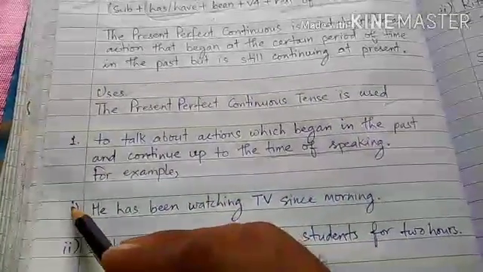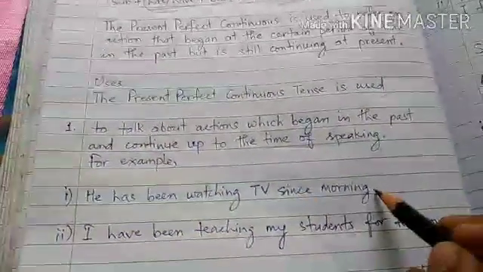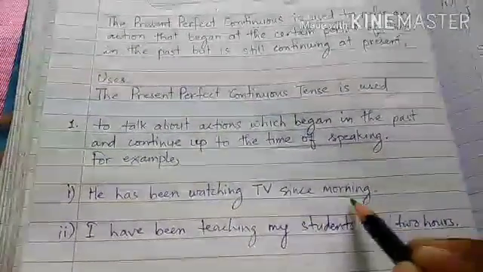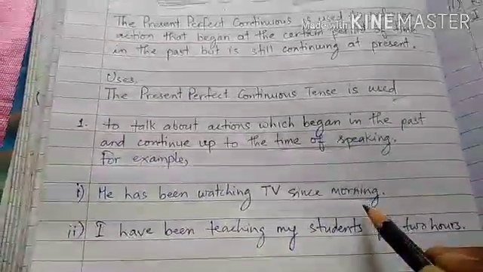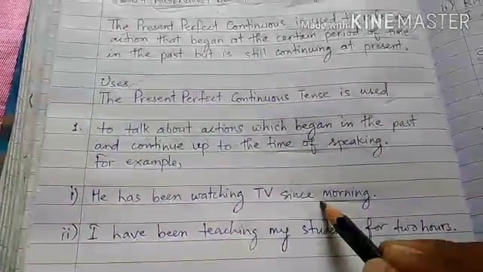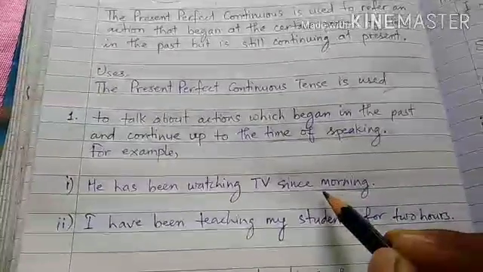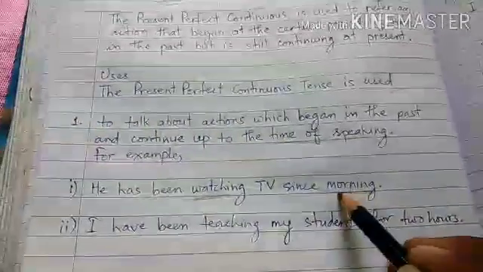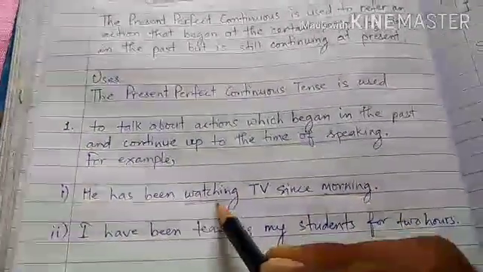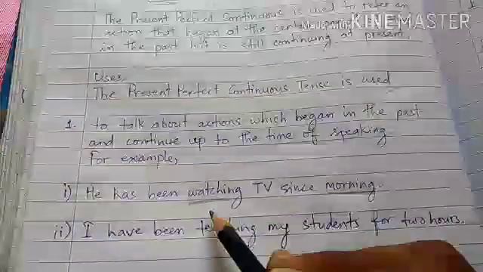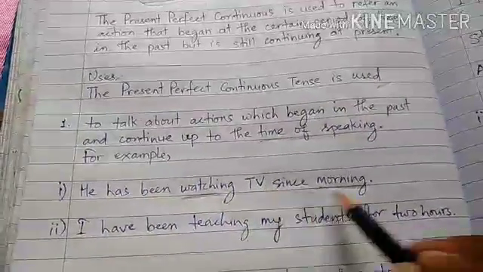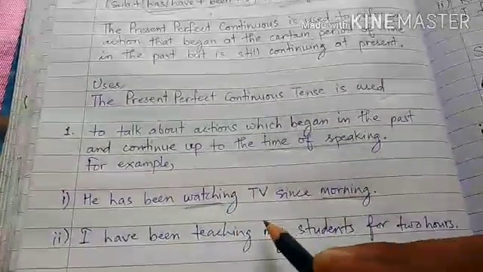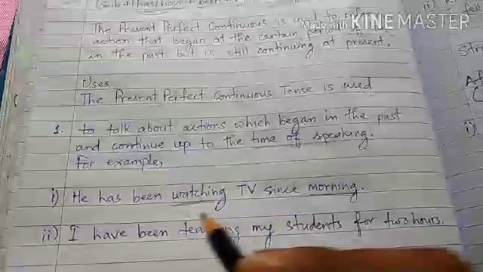Example number 1, he has been watching TV since morning. So that means at the present time it is not the morning time. Morning has gone, so this time it may be the afternoon. The action of watching TV was started in the morning. Maybe it is still continuing in the afternoon also. So his action of watching TV started in the morning, and maybe at present it is afternoon and still he is watching TV.